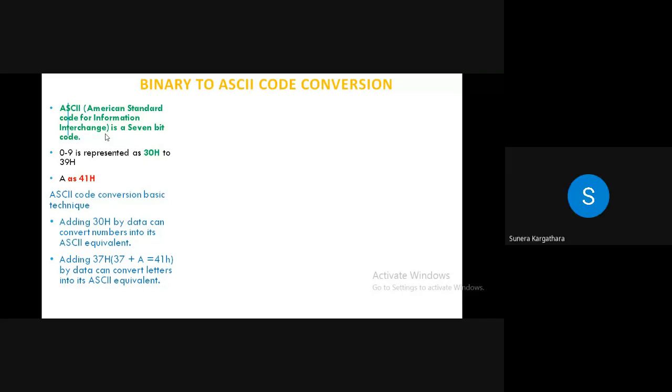But suppose I'm having alphabets A to F, the conversion will be a little bit different. Instead of 30, I need to add how many? 37. So the very first thing that I need to do is, whenever I'm dealing with alphanumeric code, identify whether it is a number or an alphabet. If it is a number, I need to add 30. If it is an alphabet, I need to add 37. You all can see here that A's equivalent ASCII is 41. So 37 plus A will give you the equivalent number 41, right?